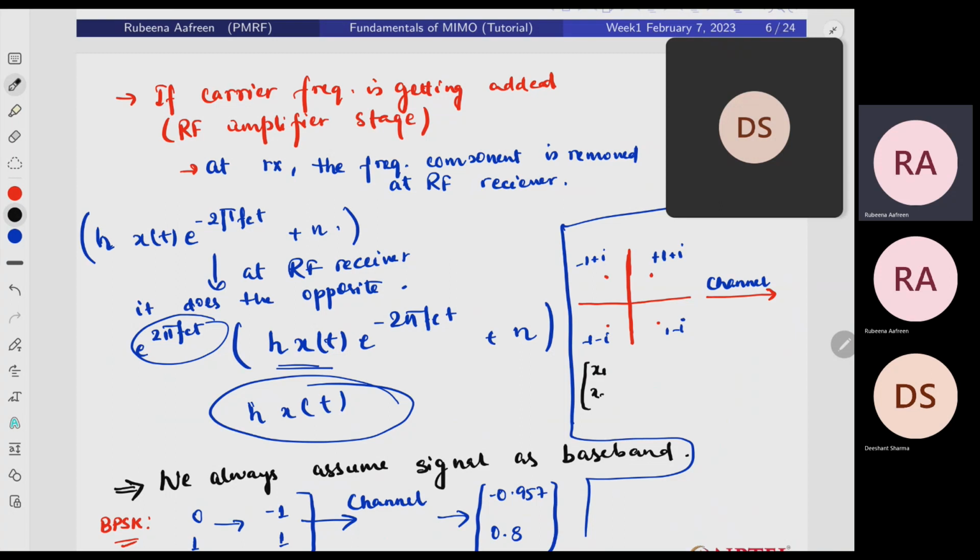x1 and x2. Suppose we are saying that x1 and x2 belong to the QPSK constellation, and we are transmitting x1 and x2. So it can be any of these symbols, let's say 1 plus i and -1 plus i. Now we say that this is getting transmitted. So this will go to the channel and noise will be added.